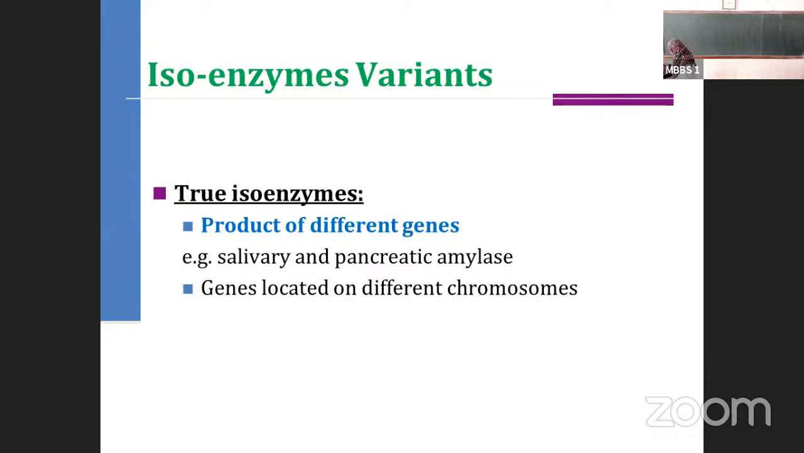The example here is salivary amylase. Salivary amylase is derived from the genes of the parotid gland. It is present in the saliva. Similarly, pancreatic amylase is derived from the genes of the pancreas. It is present in the pancreatic juice. But the action is the same. They have the same action, but the tissue of origin and their genes are different.